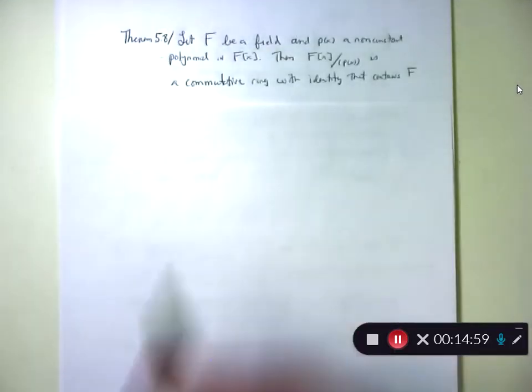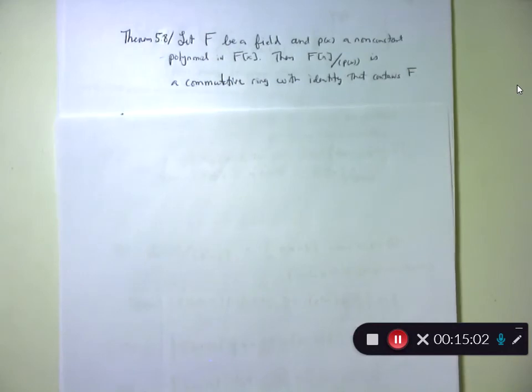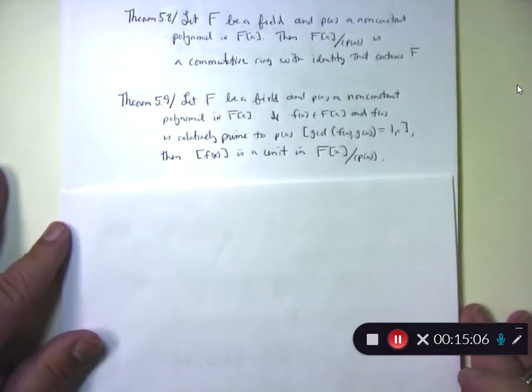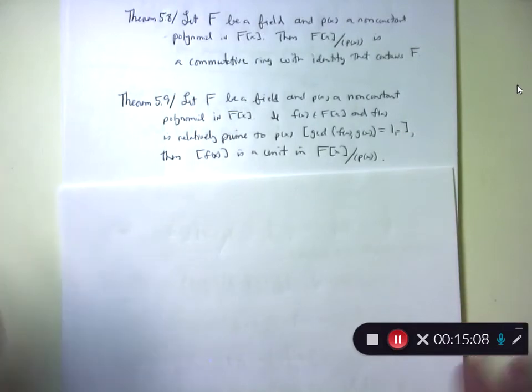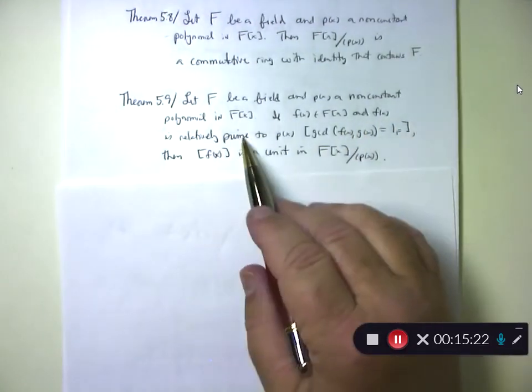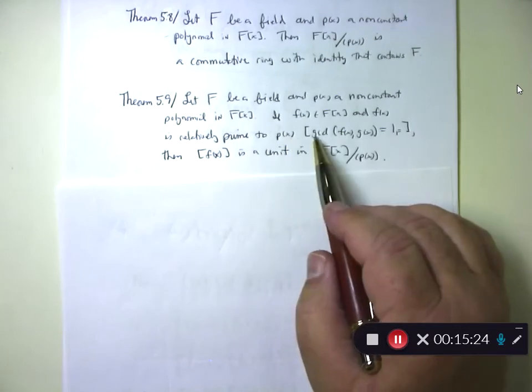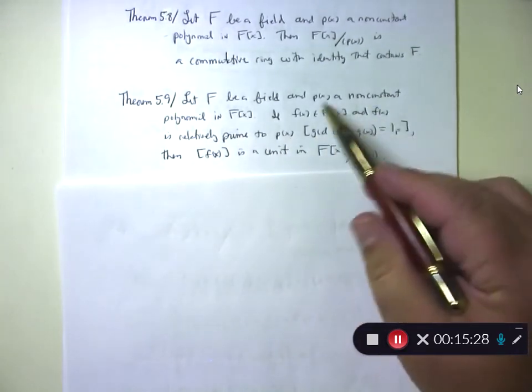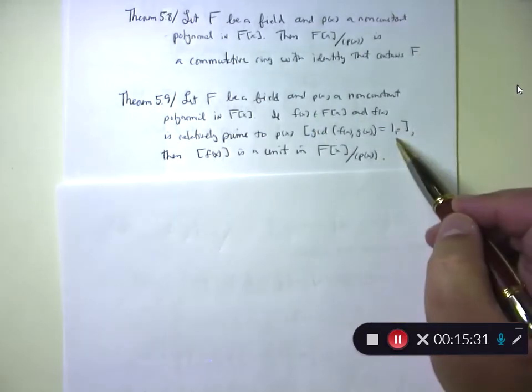That's what this theorem is referring to. Theorem 5.9 says this. Let F be a field, and p(x) a non-constant polynomial in F adjoin x. If f(x), an element of F adjoin x, is relatively prime to p(x), remember, relatively prime means that the GCD of f(x) and p(x) is actually equal to 1 in that F world, whatever that field happens to be.